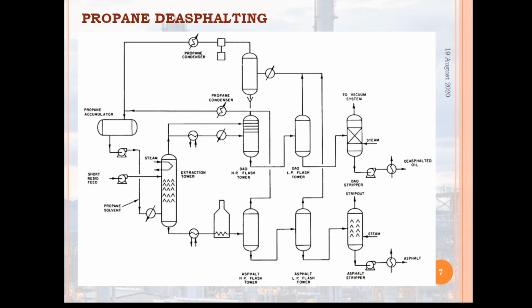Now we have the propane deasphalting unit. Here we can see the use of a propane accumulator, an extraction tower, and another separation unit, the stripper unit. In propane deasphalting, the lighter distillate feedstock for producing lubricating oil base stocks can be sent directly to the solvent extraction unit.